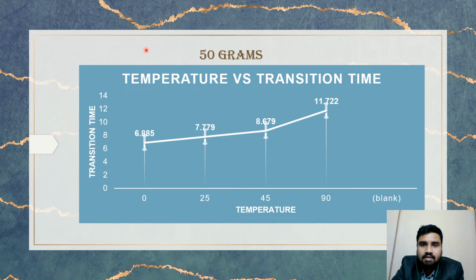After plotting the graph for 50 grams of naphthalene between the temperature and transition time, we can conclude that there is an increase in transition time not only for an increase in temperature but also for an increase in the mass of the substance.